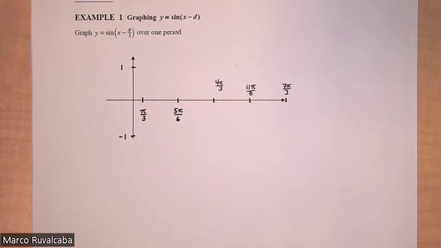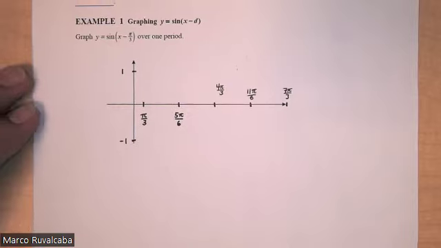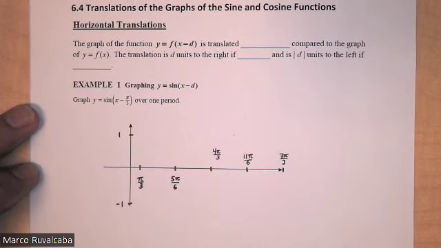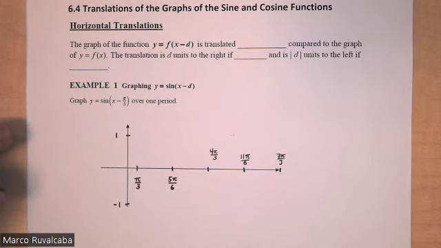In this section, we're going to discuss how to graph more sine and cosine functions, but that have been translated either horizontally or vertically. It's very similar to the way you graph a regular sine or cosine function, except it's been moved over either to the right or the left or up or down.